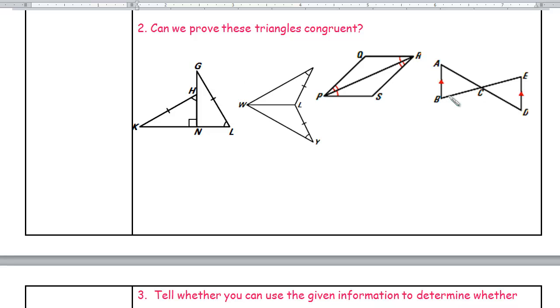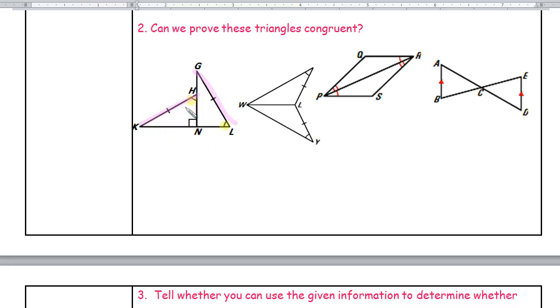And can we prove these are congruent? So let's see what we know. I have angle H to angle L. I have side, or segment, KH to GL. Then I have a 90-degree angle right here.